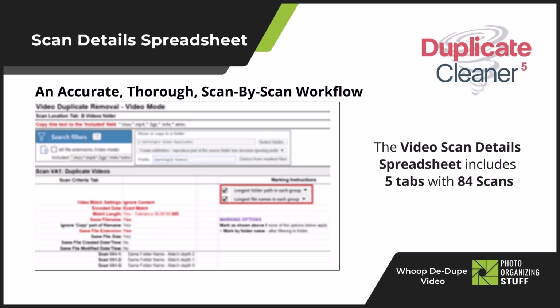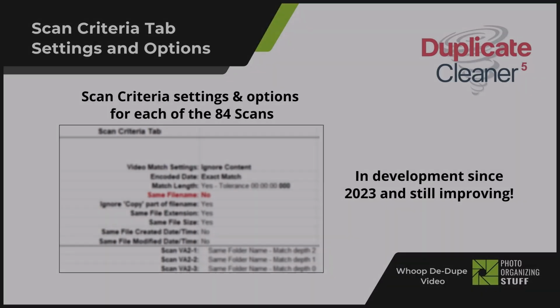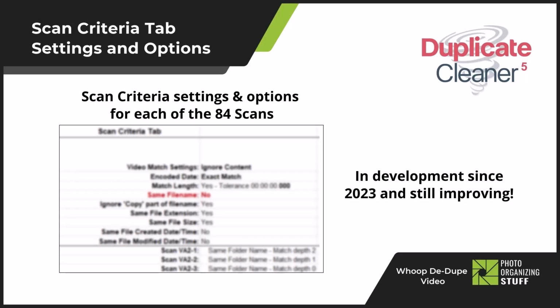I've been working on the video scan detail spreadsheet since 2023, and it's still improving. It has 5 tabs, and there are 84 scans for finding all the duplicates, although some scans are optional or have optional settings. Each scan requires a specific combination of scan criteria, settings, and options. But because there are fewer scan criteria options for videos than for photos, more scans with minor changes are required to remove videos thoroughly. One column of the spreadsheet provides all the scan criteria details.